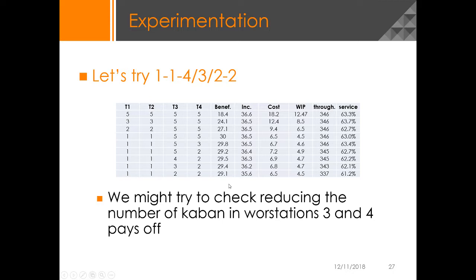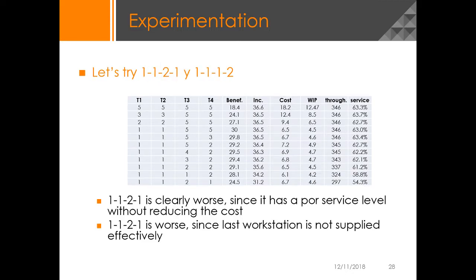Okay, so we might try to go a step further and try to reduce the number of Kanban in the only workstation where we can reduce them. And we might try this 1112 or 1121. And now we see there is an impact in our benefits. We have service levels which are worse enough so that the reduction in the weight, the reduction in costs, doesn't make up for the reduction in income. So we're losing more customers, or the value of the customers we're losing doesn't make up for the cost we're saving in terms of weight.